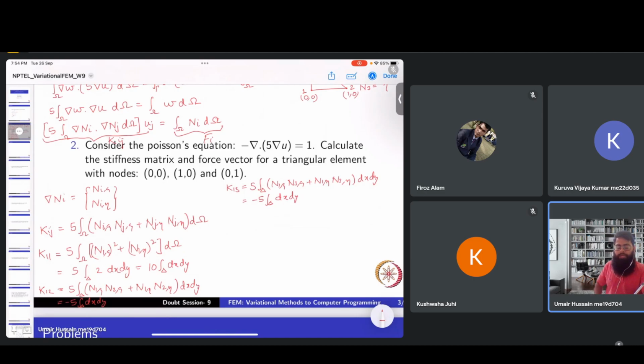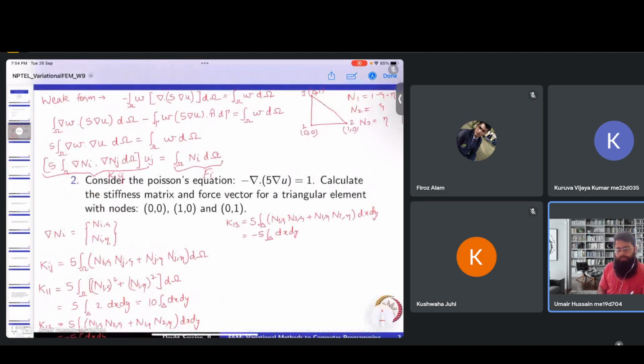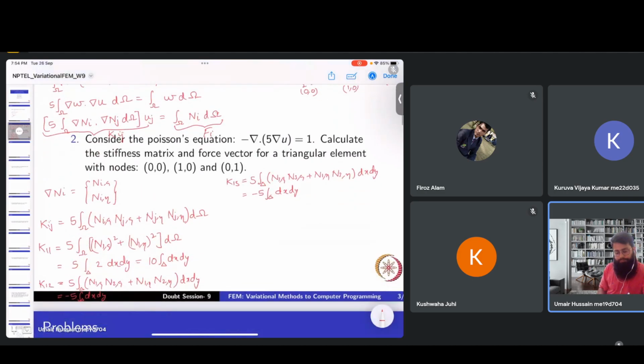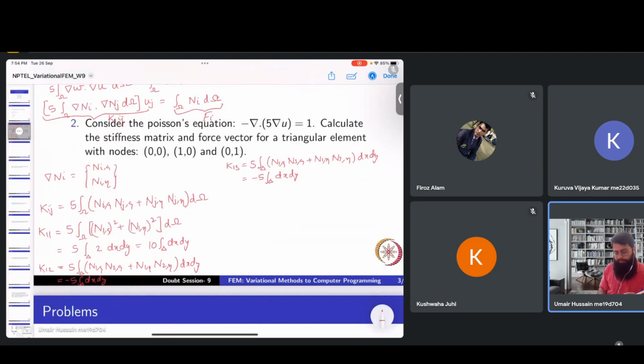Yeah, I think this should be the area of the triangle. So if the area of the triangle is, I think, it's half. So all we have are minus 5 by 2, 5, minus 5 by 2 and 5 by 2 here. No, it's 5. Okay, anyways, so we can get all the components for the stiffness matrix like this.